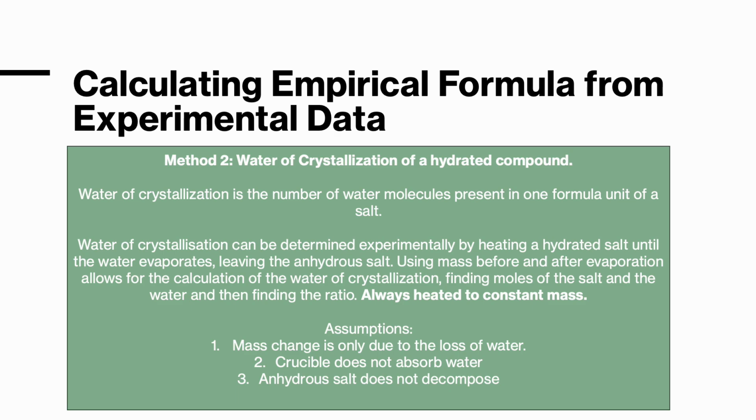So using the mass before and after the evaporation allows for the calculation of the water of crystallization, which is then used to find the moles of the salt and the water, and then finding the ratio to find the empirical formula. The first assumption made is that the mass change that's measured is only due to the loss of water. The second assumption is that the crucible does not absorb water. And the third assumption is that the anhydrous salt does not decompose.